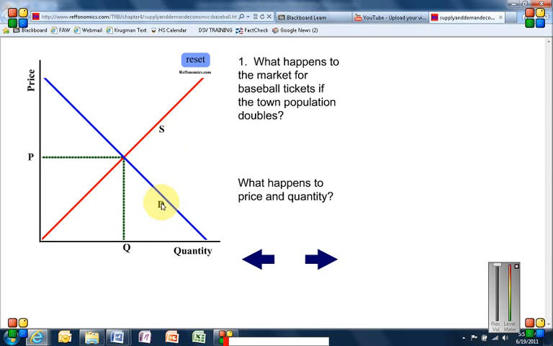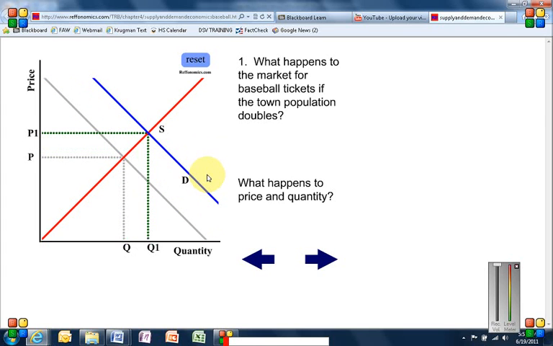So if the town population doubles, where people buy tickets for games, I would say it's safe to assume that the demand curve would shift to the right. So go ahead and grab that demand curve, pull it to the right, and then answer the question, what happens to price and quantity?